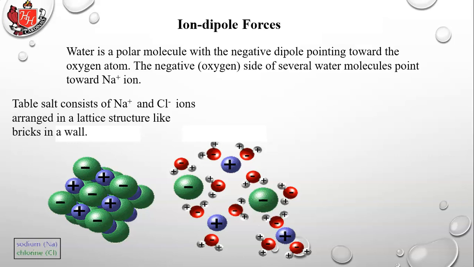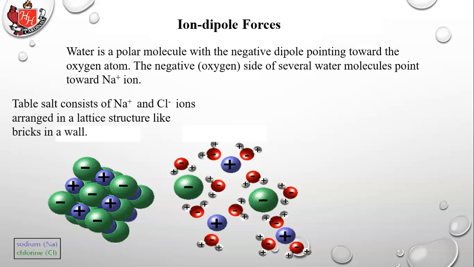In this diagram, in this picture, that would be the red circles there. Those are the oxygen. So the electrons are going to be pulled over toward that side. That makes that side of the water molecule more negative. And the other side where the hydrogens are, the 2 white circles with pluses, that side of the water molecule will tend to be more positive. Overall, it is neutral, but it does have a negative side and a positive side. So the negative oxygen side of several water molecules point toward the Na, the sodium ion.